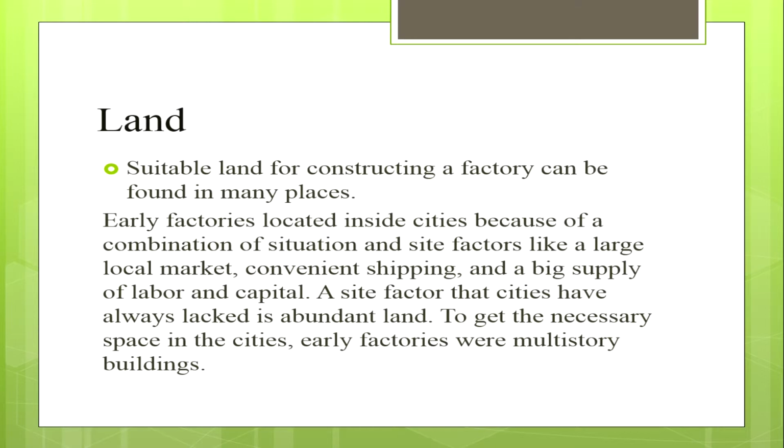Suitable land for constructing a factory can be found in many places. Early factories located inside cities because of a combination of situation and site factors, like a large local market, convenient shipping, and a big supply of labor and capital. A site factor that cities have always lacked is abundant land. To get the necessary space in the cities, early factories were multi-story buildings.